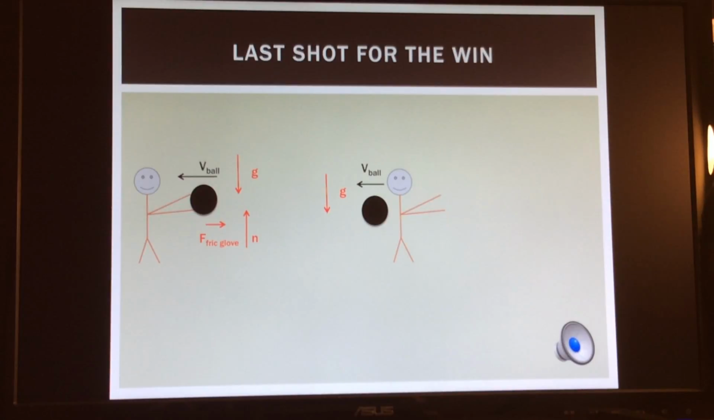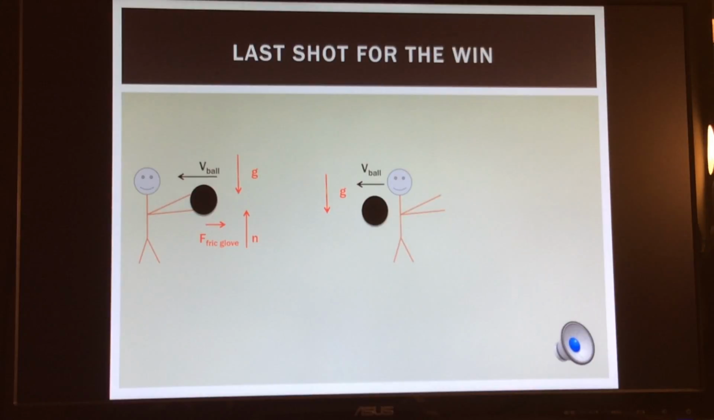However, due to the immense amount of pressure that is put on the goalie, he's a little nervous and his hands are a little sweaty. And due to his sweaty hands, the coefficient of friction will drop tremendously. So, as the player kicks the ball, in stick figure 1, we can see that this is when the ball is just coming into his hands.